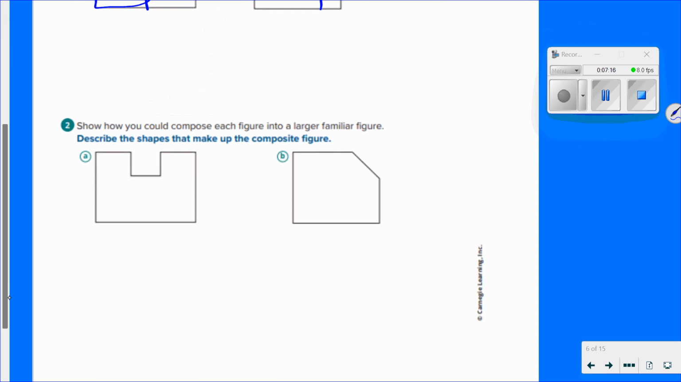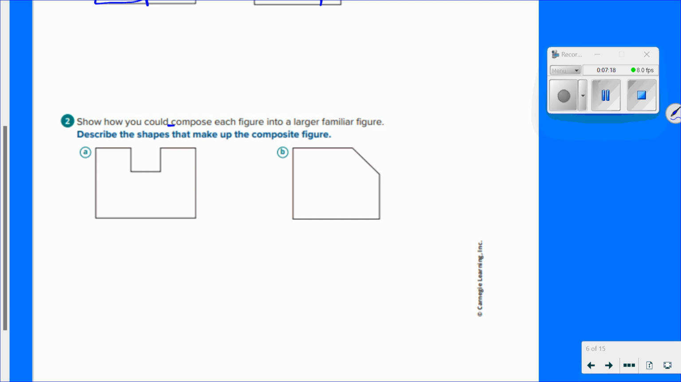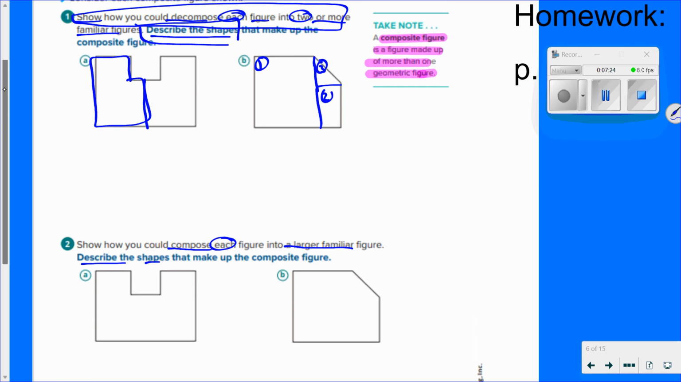Now, the second part, show how you could compose each figure into a larger familiar figure, and again, describe the shapes. I didn't write those ones down, so I'll use this one, and this one we would have said 2 rectangles and 1 triangle, right? Make sense? Okay.